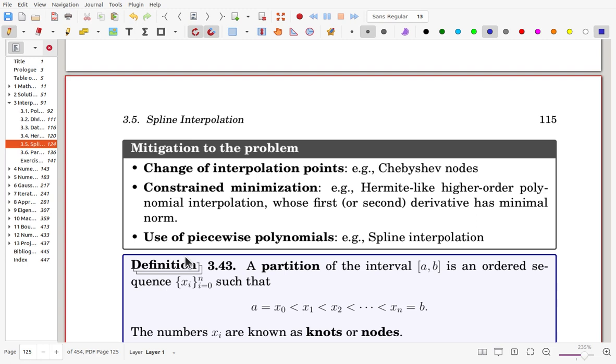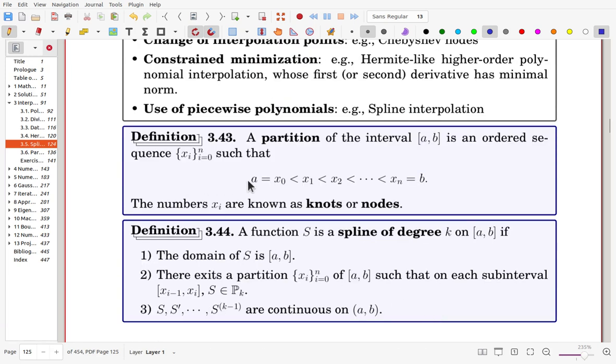So here we'll study splines. We have a definition. A partition of the interval is an ordered sequence xi such that x0 is a and xn is b, and between x0 and xn we have n minus 1 points. Here the numbers xi are known as knots or nodes, or sometimes we call them nodal points.